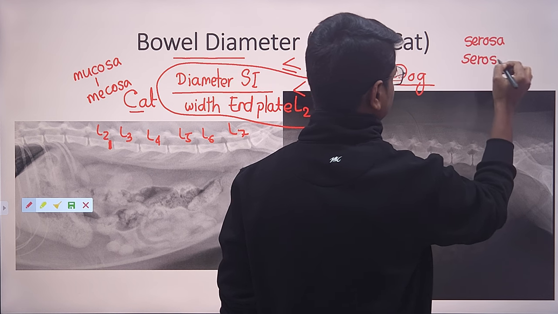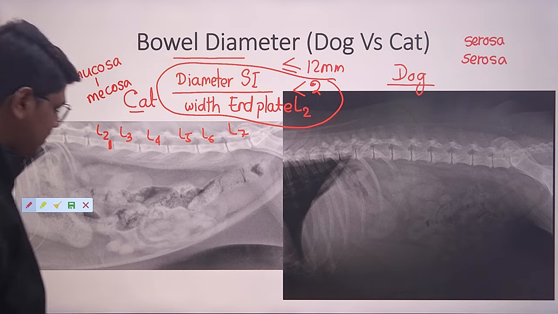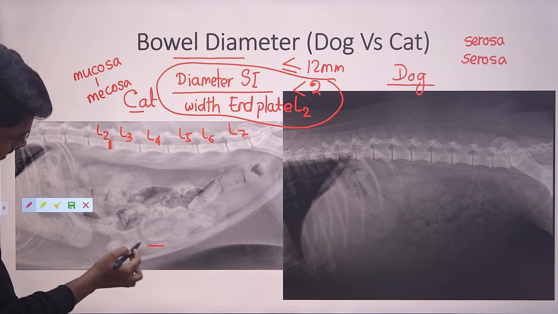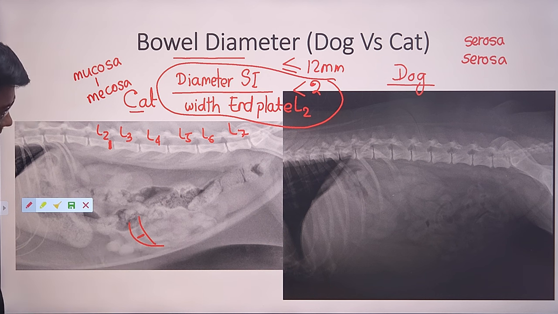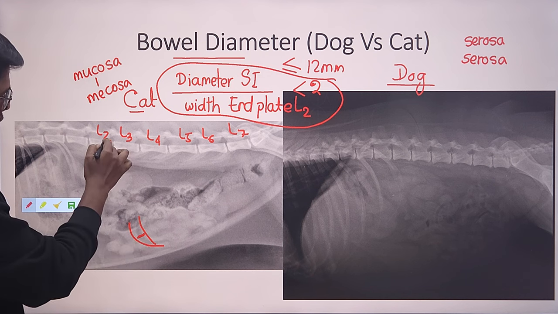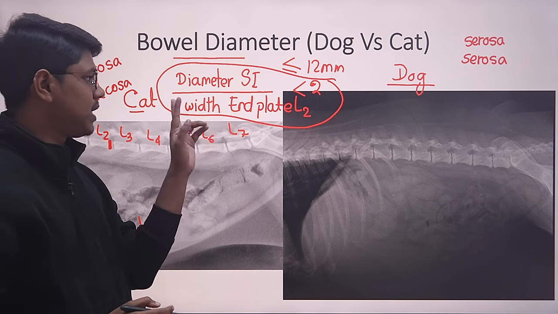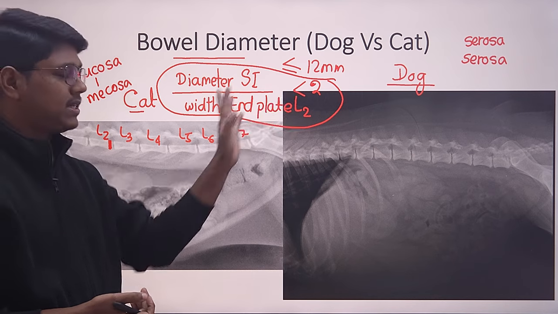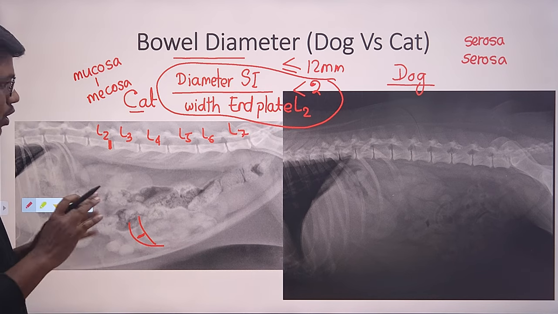You have to find a gas-filled intestine, which gives a better contrast, like this gas-filled intestine here. You measure mucosa to mucosa, this length, and then measure this length. You take the ratio of this length to this length. The ratio of the diameter of the small intestine to the width of the end plate height of L2 should be less than 2. This is the normal finding.